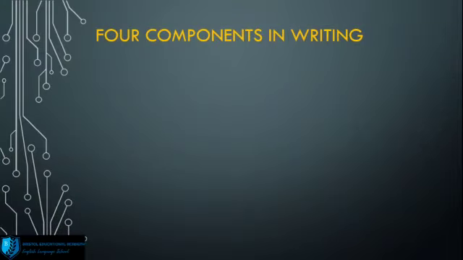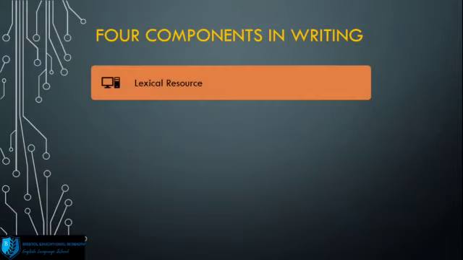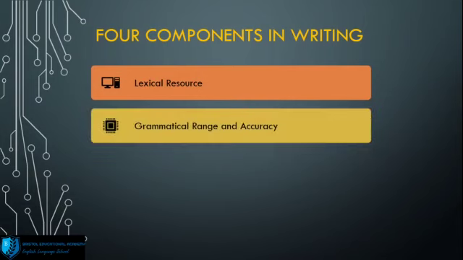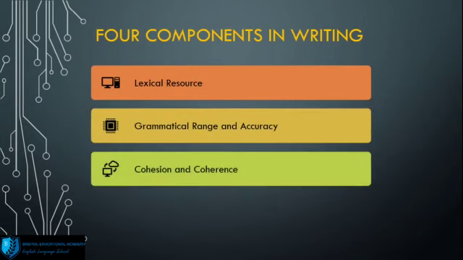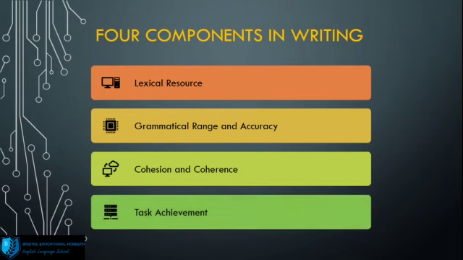So let's begin. The 4 components in writing are lexical resource, grammatical range and accuracy, cohesion and coherence, and task achievement. I have attached the sample answer sheet from the British Council in the description box, which you can download and see. Yes, there are only 4 components on which the writing tasks are marked. They are briefly mentioned as TA for task achievement, CC for cohesion and coherence, LR for lexical resource and GRA for grammatical range and accuracy. They all carry equal weightage.